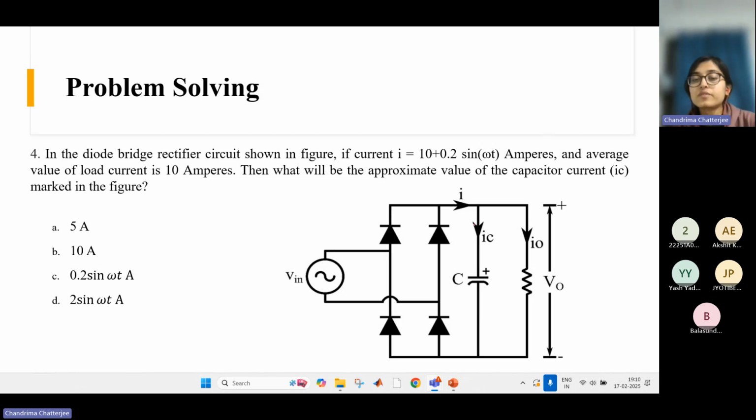So this current gets divided between the capacitor and the load, right? And they have told that the average value of the load current is 10 ampere, and the current through this branch is this one. So what will be the current through this capacitor? What is IC? Can anybody tell what will be IC? This is very easy. You don't have to calculate anything. There is no calculation in this question.